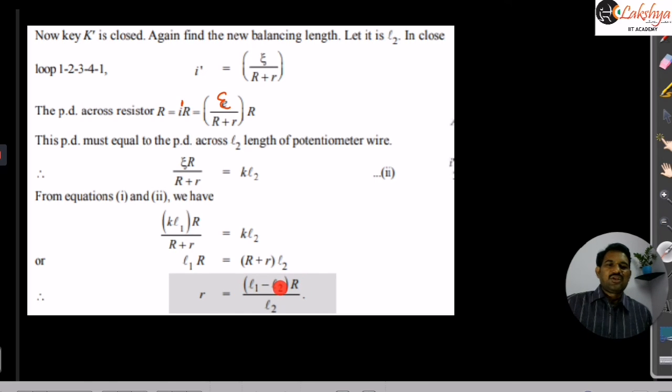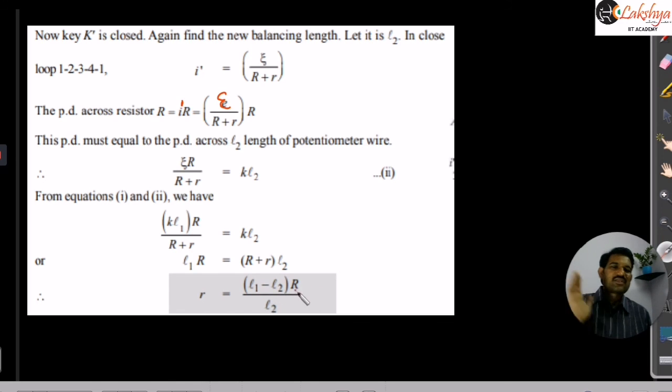So it is the property of the cell, it does not depend on any external parameters. This small r value does not depend on either L1 or L2 or R. Actually, those values will depend on this R, how much resistance is there. Again I am saying, L1 value does not depend on this R value, and this capital R value and this small r value, the internal resistance of the cell, does not depend on L1, it does not depend on L2, and it does not depend on R.